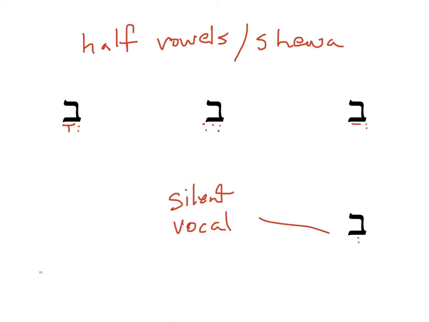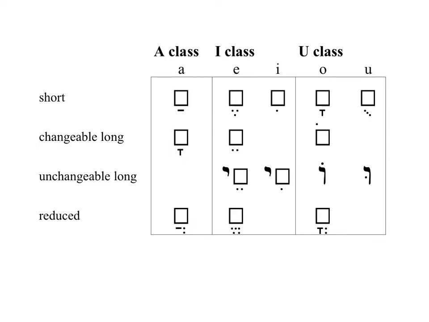Now when you read out loud, you don't have to worry about getting the half vowel versus the short vowel versus the long vowel. That just refers to their duration. What you need to concentrate on is just making the correct sound. In English, we think in terms of 5 vowels: a, e, i, o, and u. Now that's not a useful distinction in Hebrew. In Hebrew, the distinctions that are useful are the A class, the I class, and the U class vowels.